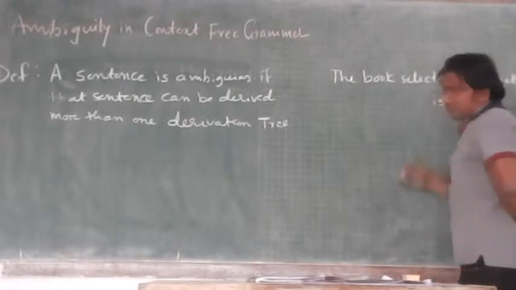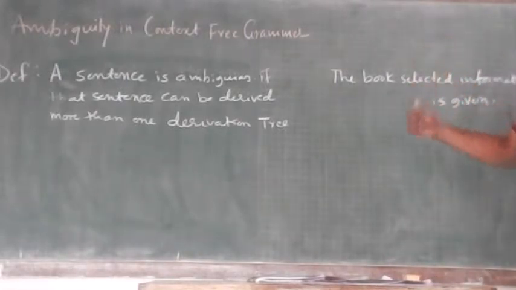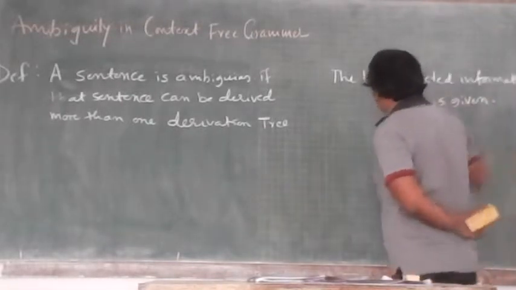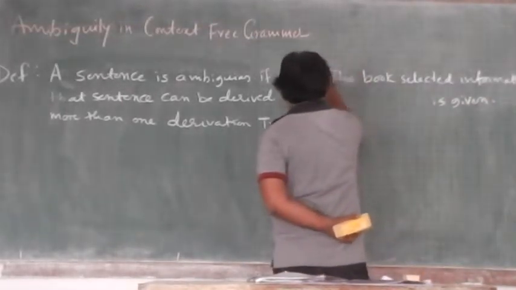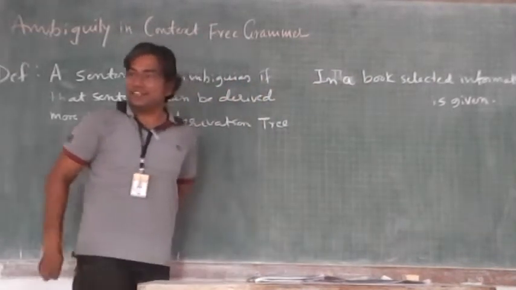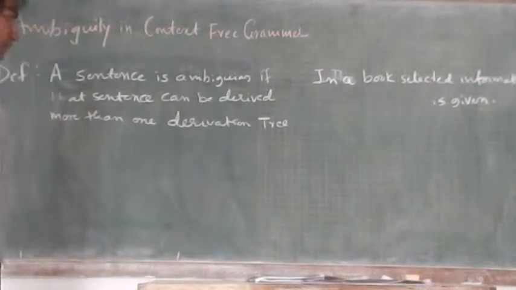Look at this sentence. Come here. Read this sentence. The sentence is like this: in a book selected information is given. Or you can say, in a book. What is the meaning of this sentence? In a book selected information is given. What is meant by it?